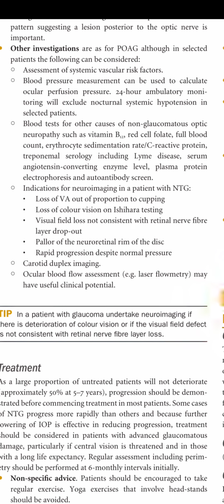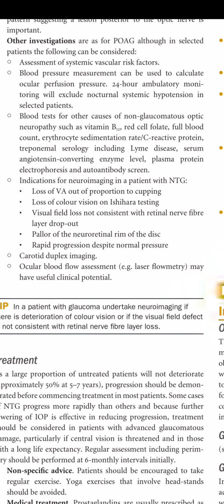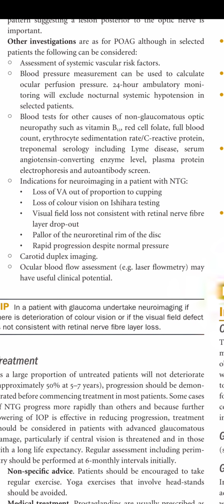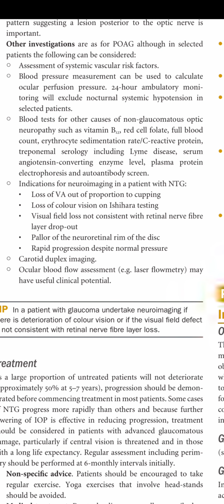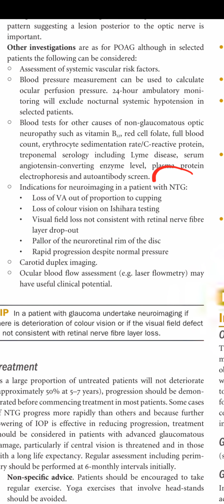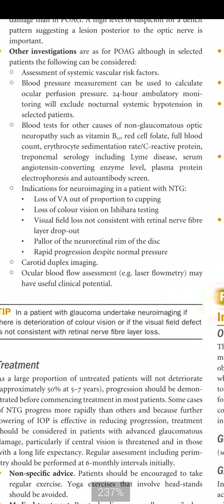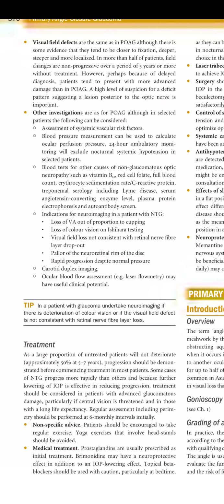Indications for neuroimaging in a patient with NTG: loss of visual acuity out of proportion to cupping, loss of color vision on Ishihara testing, visual field loss not consistent with the nerve, retinal nerve fiber layer dropout, pallor of the neuroretinal rim of the disc, rapid progression despite normal pressure. So these are all the indications for imaging in normal tension glaucoma. Carotid duplex imaging and ocular blood flow assessment, for example laser flowmetry, may have useful clinical potential. In a patient with glaucoma, undertake neuroimaging if there is a deterioration of color vision or if the visual field defect is not consistent with the retinal nerve fiber layer loss.